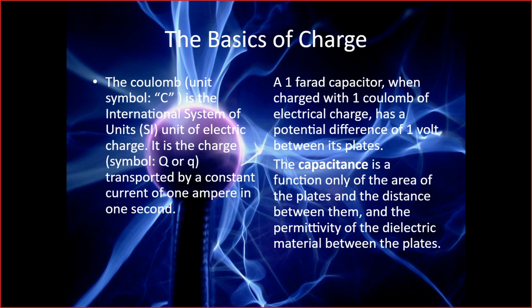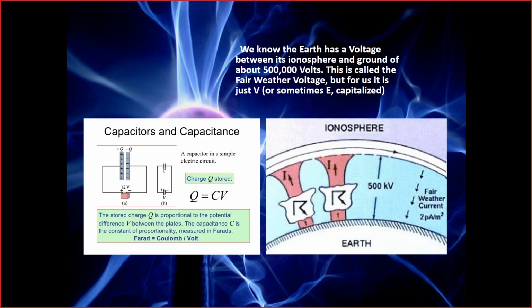To give you a relationship, you can see on the next page, a 1 farad capacitor charged with 1 coulomb of electrical charge has a potential difference of 1 volt between the plates. It's very simple to understand. We use this all the time when determining how much energy a capacitor can hold, stuff like that. And of course, the distance between the plates themselves and the size of the plates determine how much you can hold. So let's look at the Earth.